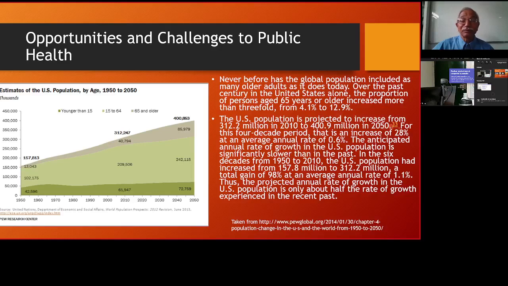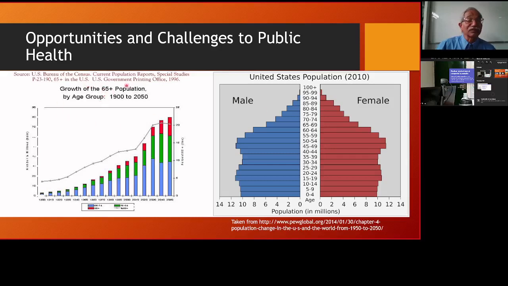The US population is projected to increase from 312 million to around 400 million in 2050, and 28% of all this 400 million will be elderly people, and this is where the challenge comes into the picture. You will see that growth of the 65 plus population from 1900 to 2050 is significant. This is a graph which shows how the age is growing. People are surviving longer and longer. And in the United States population in 2010, the male population and female population are almost competing, and females survive longer than the male. It's very commonly found in all the countries that females survive longer than males.